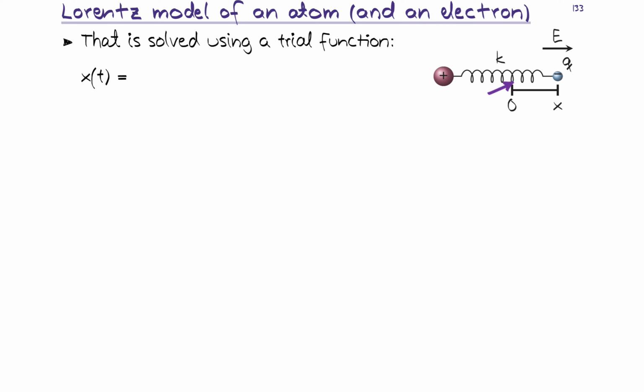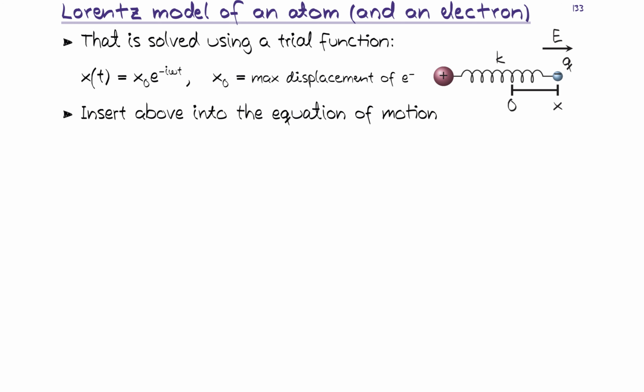So now x as a function of t tells us how the electron oscillates with respect to the equilibrium position. The trial function is of the form x naught, some maximum displacement of the electron, times time harmonic time dependence, exponent minus i omega t. We put this into the differential equation, and of course we can calculate and see what condition arises for this maximum displacement x naught. So the first term turns into minus omega squared times x naught times the time dependence term, plus omega naught squared times x naught times exponent minus i omega t.